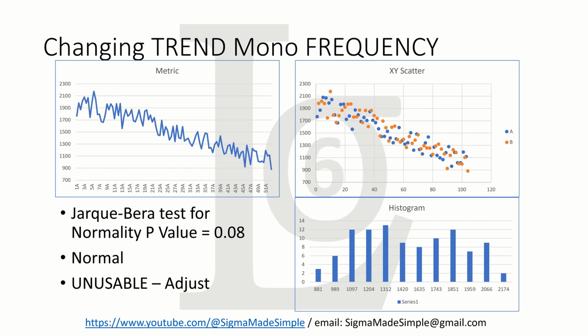The histogram is looking a little odd due to the changing trend. What's weird here is that the JB or Jarque-Bera test for normality is 0.08, which is just above 0.05. So the data technically is normal, but it's pretty close to not being. It is not usable because of that changing trend. That changing trend is making the data set appear more normal than it is. We will need to account for the trend in order to have good data that we can use.